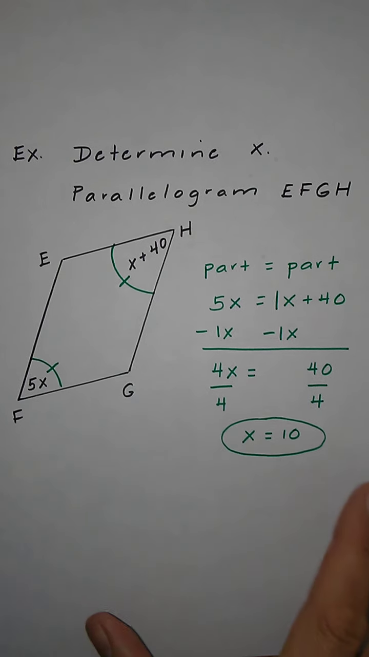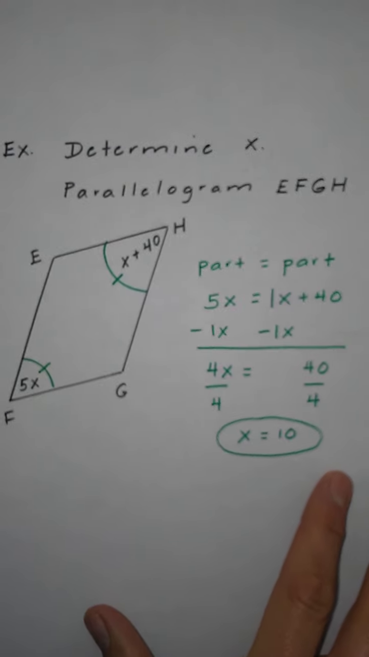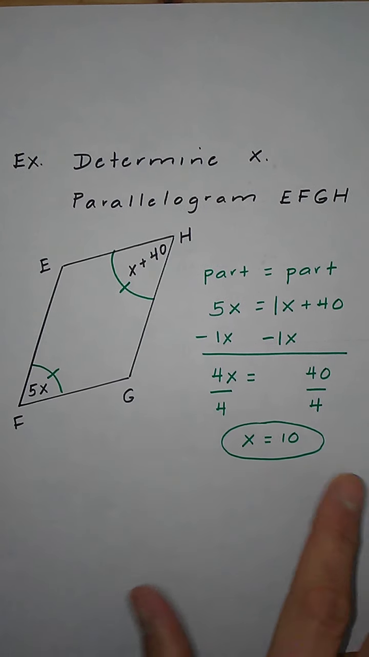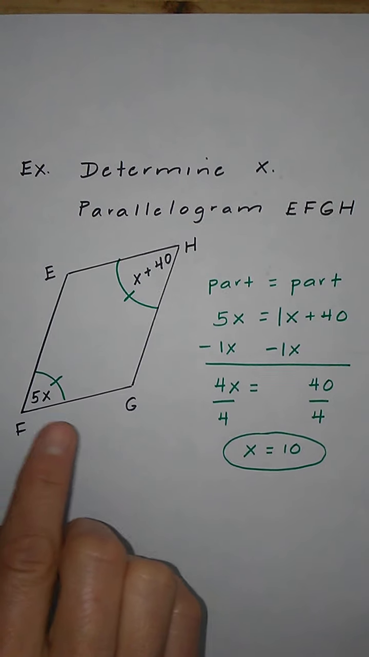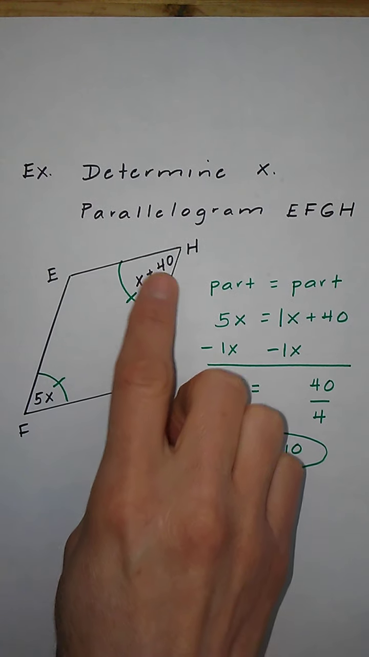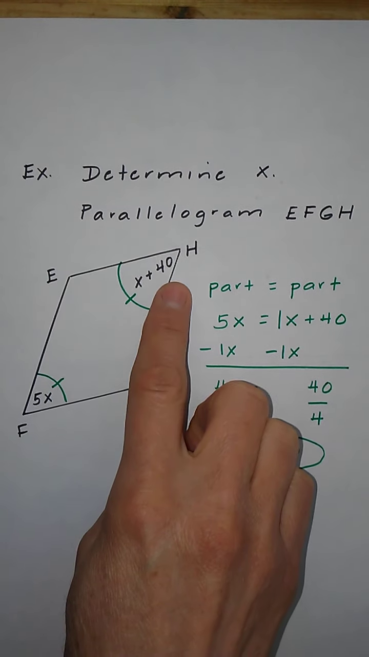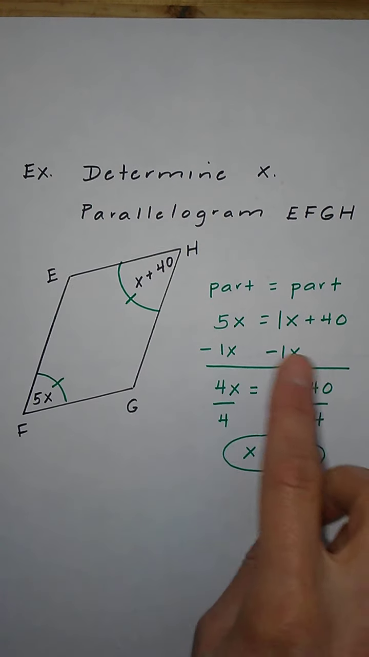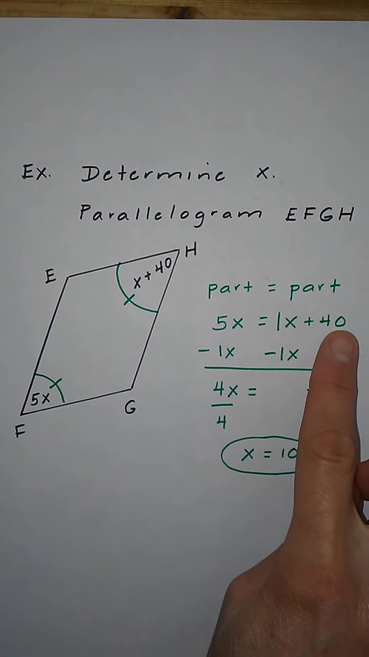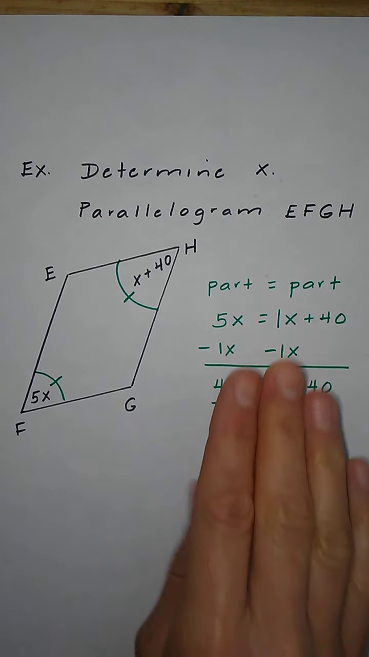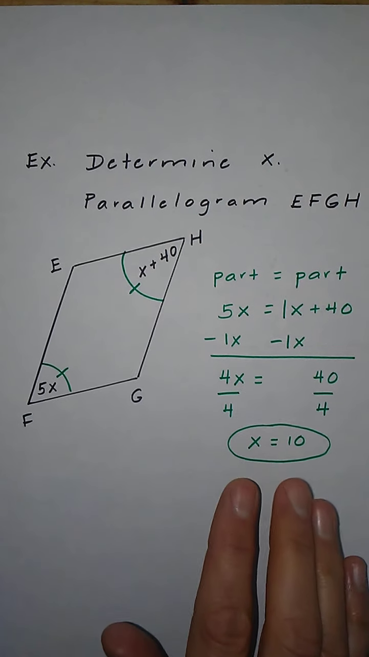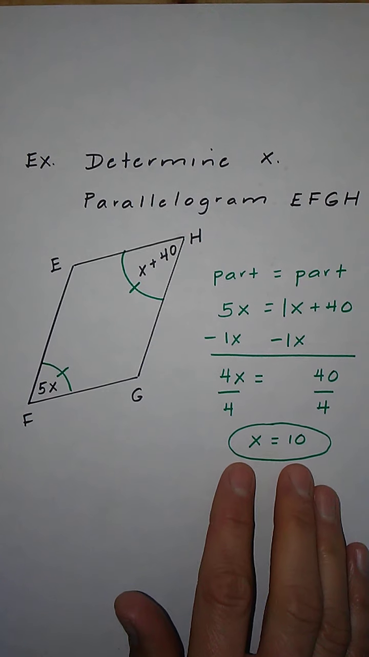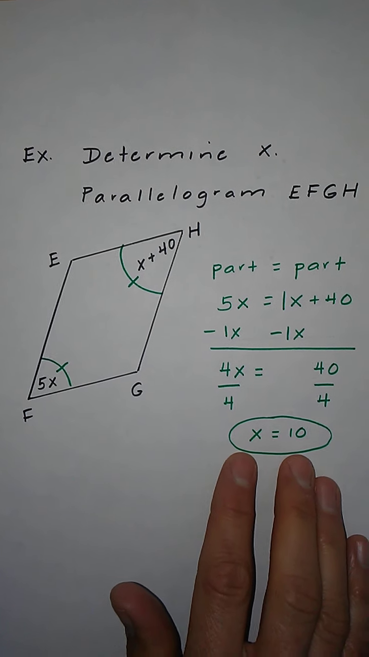This next page is an example of the relationship that I was just describing. The work is shown in green, but if you take a look at the original picture, the angles that we are given are opposite angles within a parallelogram. So the equation is a part equals part equation. Please remember as you're solving the understood one. And when you finish your solving steps, you get that x is 10.